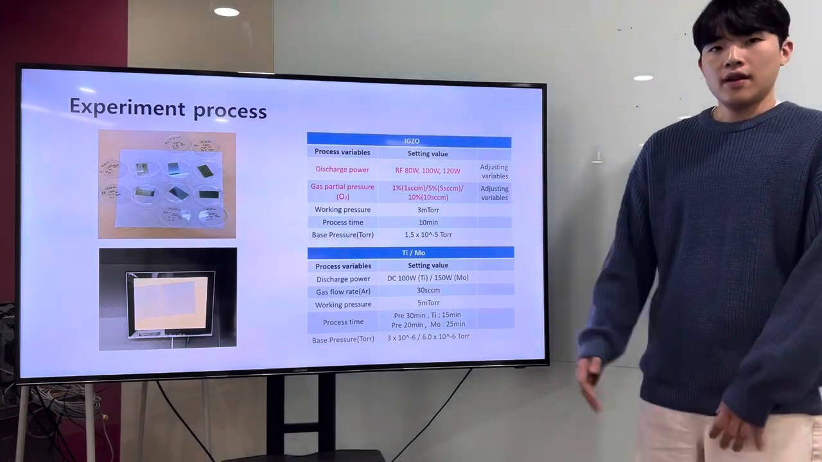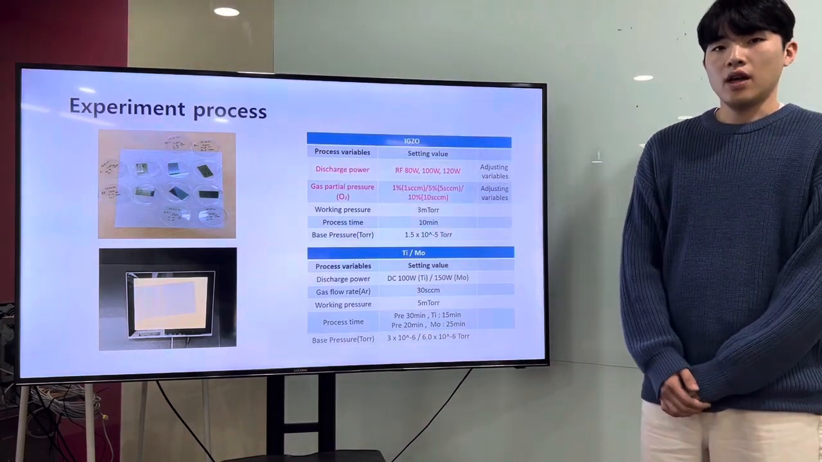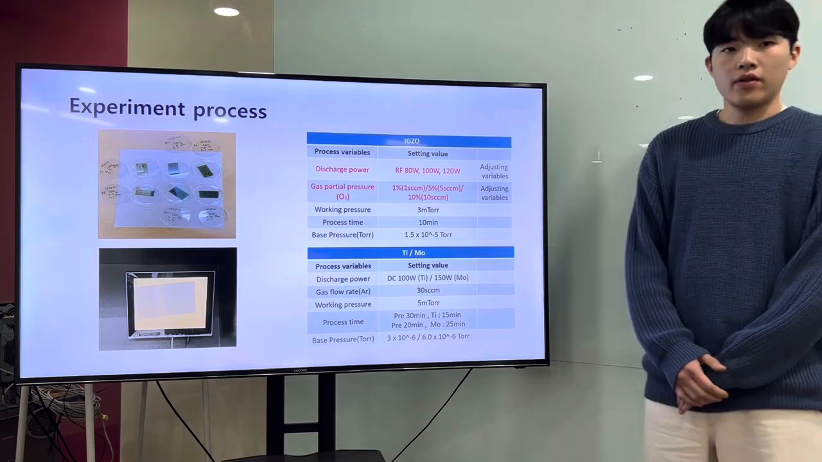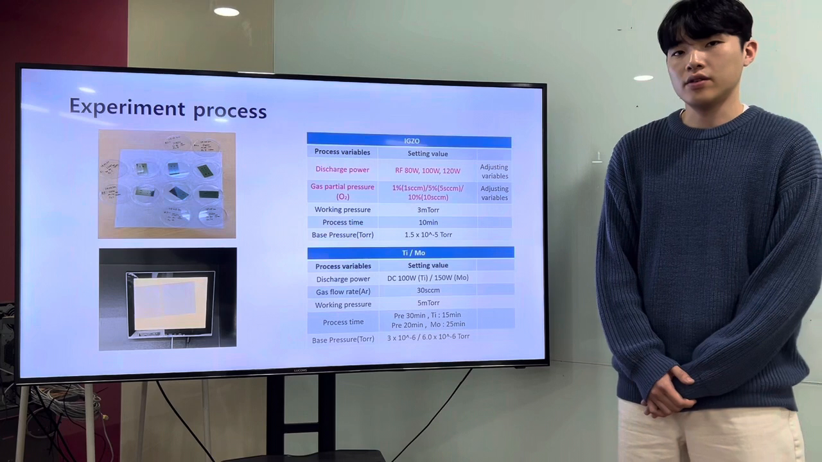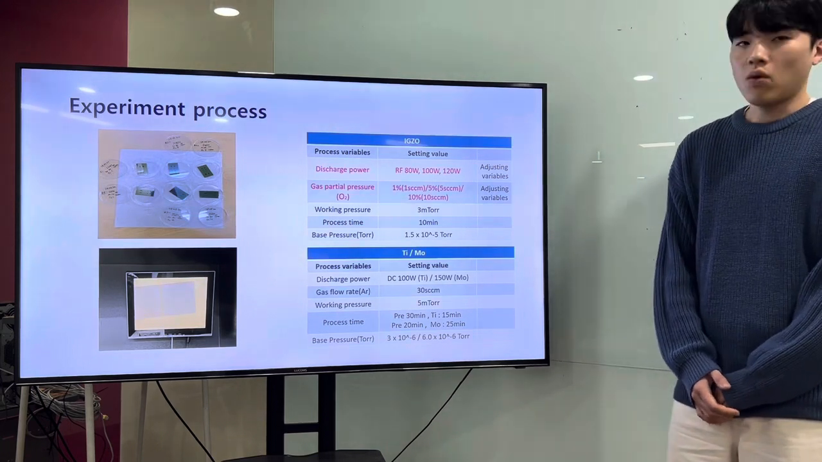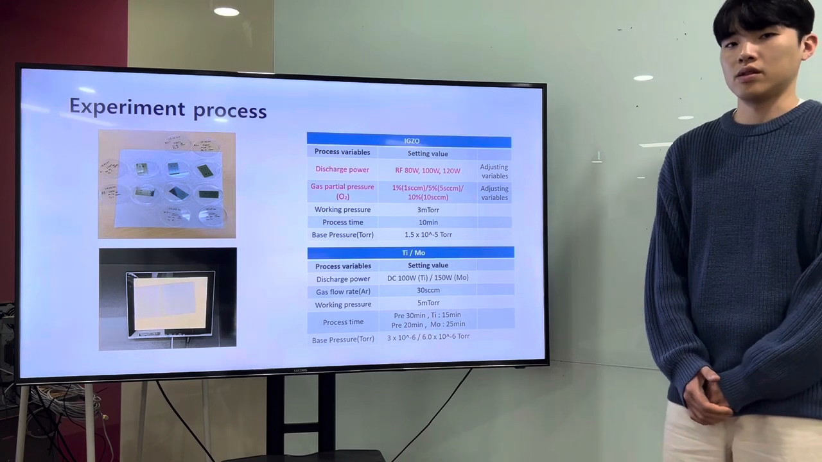The picture on the left is the IGZO TFT we fabricated. Looking at the table on the right, variables written in black were fixed based on the values listed in the table, while variables written in red were adjusted to proceed with the process.